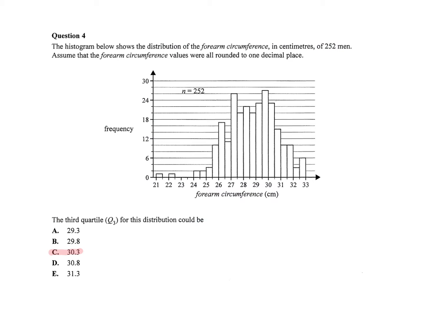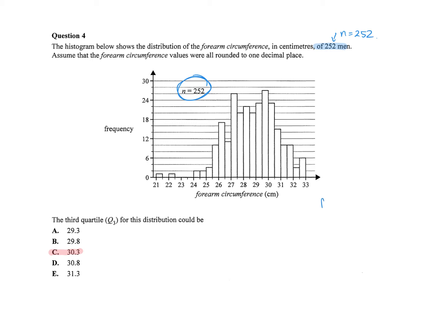Okay, so let's do question 4. The histogram below shows the distribution of the forearm circumference in centimetres of 252 men. When you're going through this, maybe start highlighting, and I like to write n equals 252 so I know, but they've done it there, so that's all right. Now, the third quartile for this distribution. This is a skill that's listed in your VCAA study design, that you need to know how to get from a histogram. You need to be able to work out the median and the Q1 and the Q3. It's very similar.